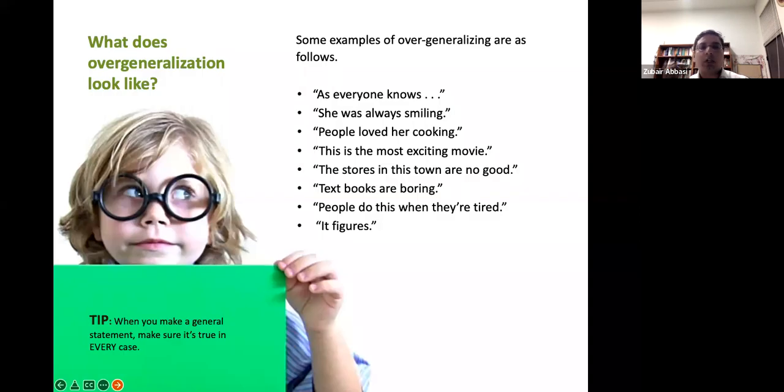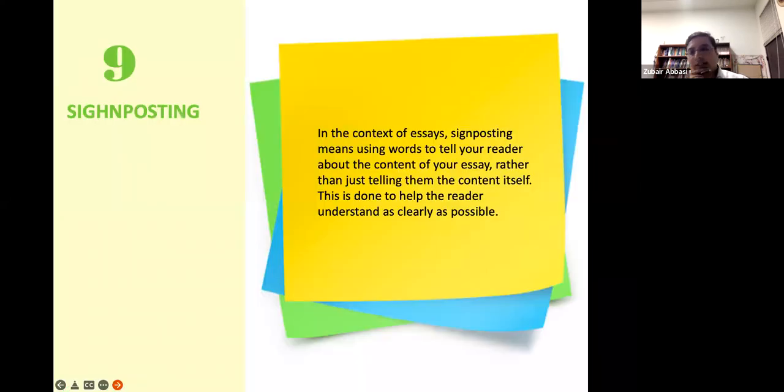And what does overgeneralization look like? Here are some examples. As everyone knows, she was always smiling. People love her cooking. This is the most exciting movie. Stuff like that, right? Wherever you just want to make a sweeping statement, that is overgeneralization.